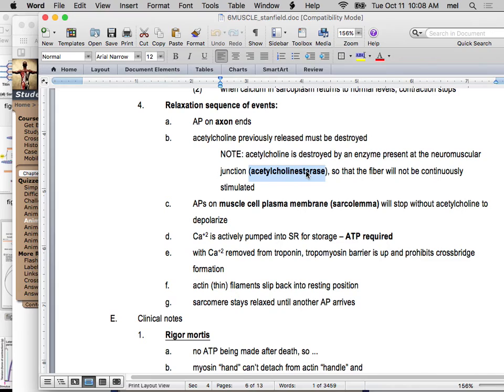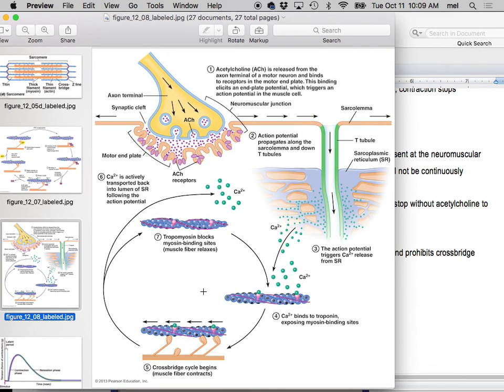Okay, so now I got rid of the acetylcholine, and that's going to stop the action potential, right? But what about the calcium that was released from the last action potential? What I'm going to have to do with that calcium is put it back where I got it. Where did I get it? SR, but the SR is packed with calcium, so how do I get it to go back in there? I have to pump it, which requires ATP, exactly. So I'm going to pump it back in.